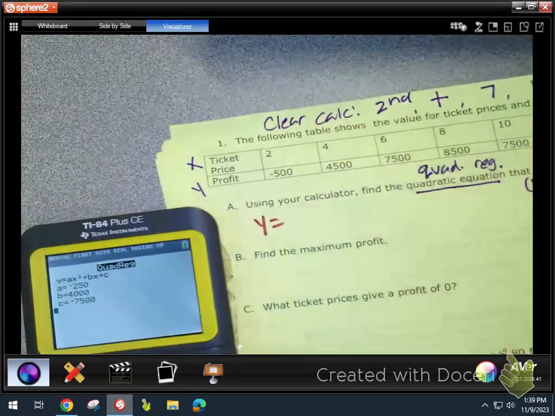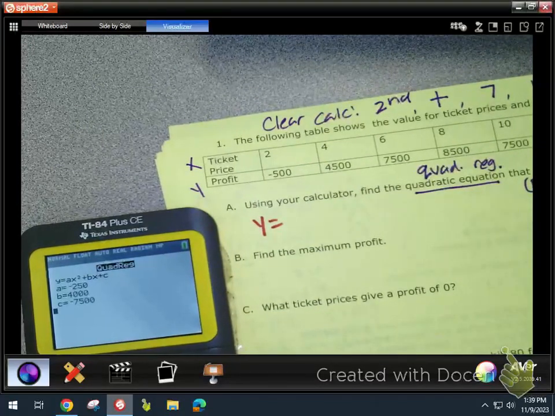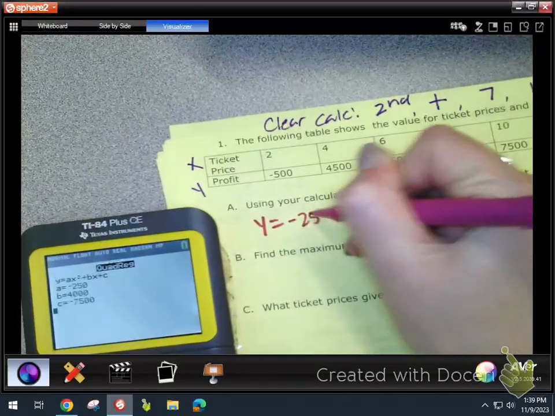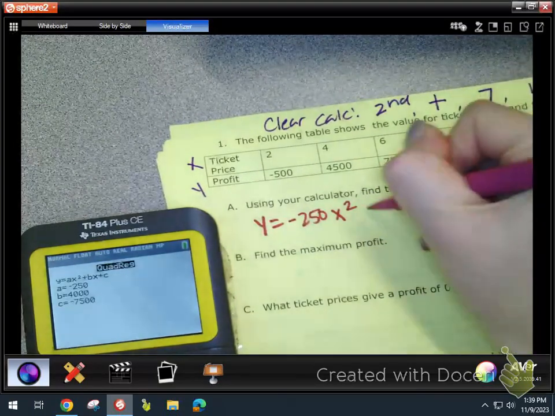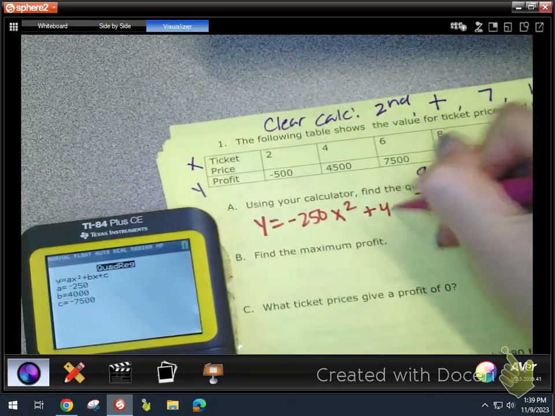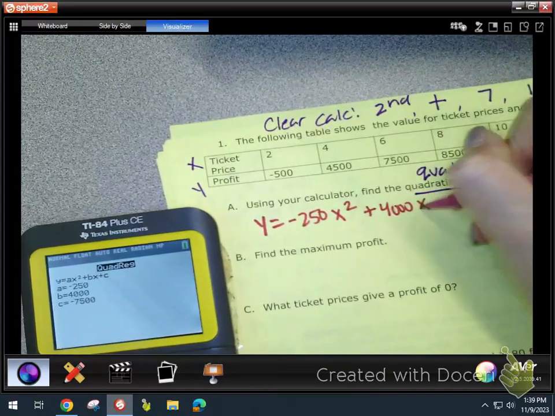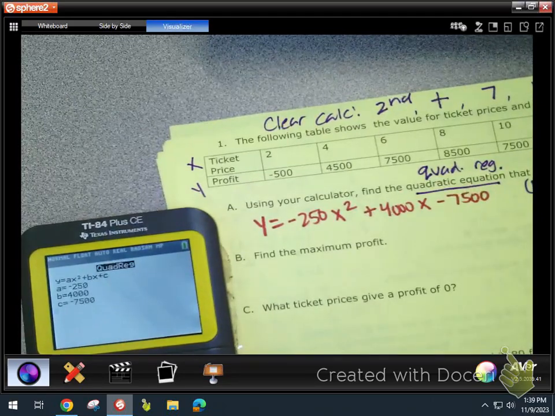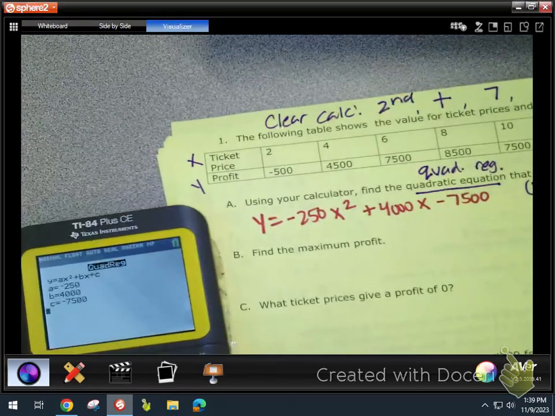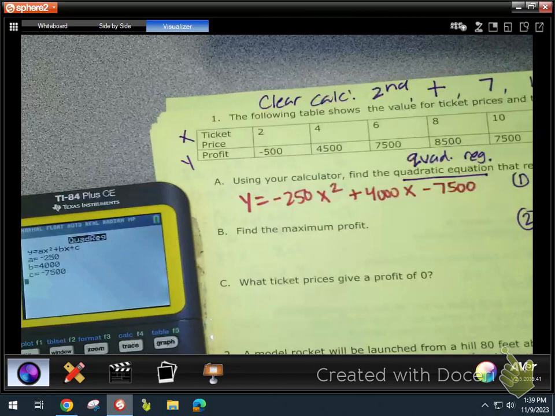Y equals, so know how to put this together, okay? Negative 250 x squared plus 4,000 x minus 7,500. Wow. Okay? So it's pretty big. Again, this is easy. We're not even doing that. Remember, it's calculator stuff here. We don't have to GCF anything. We're not factoring, none of that.